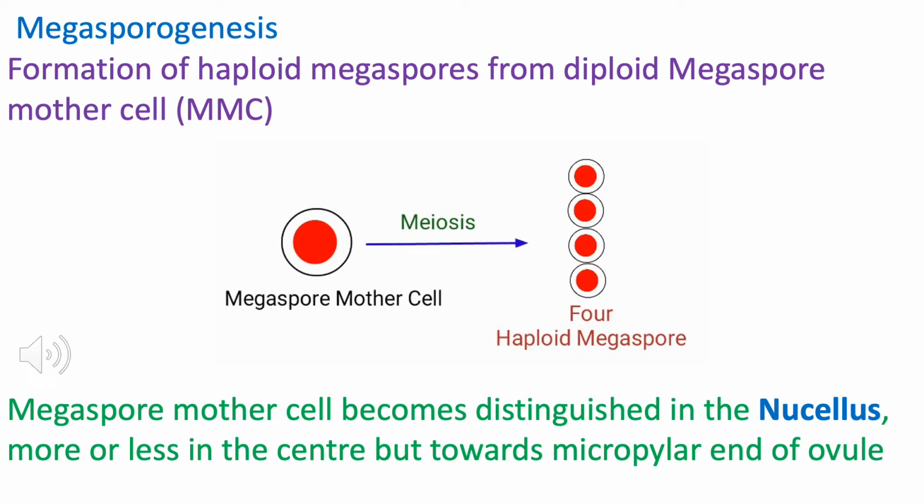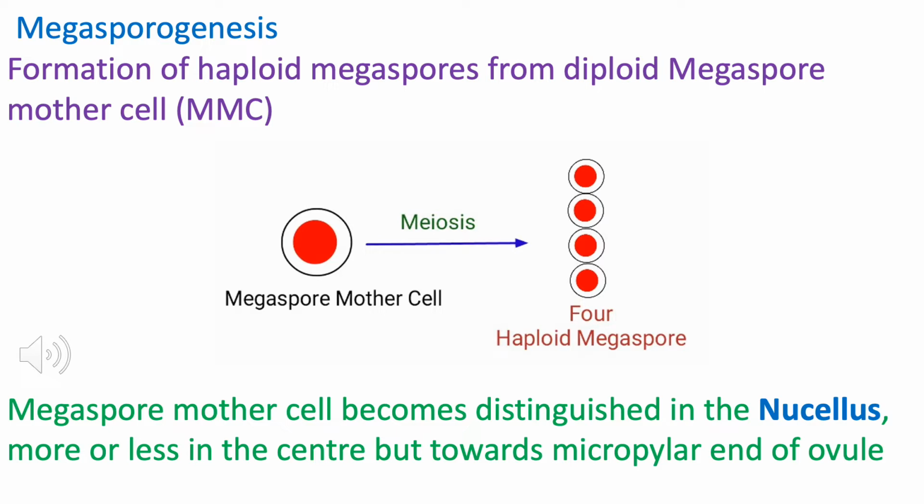Megaspore mother cell becomes distinguished in the nucleus, more or less in the center but towards the micropylar end of the ovule. Megasporogenesis is the process of formation of megaspores in the angiosperms. It undergoes meiosis to produce 4 megaspores. In most flowering plants, only one megaspore is functional while the other 3 degenerate.